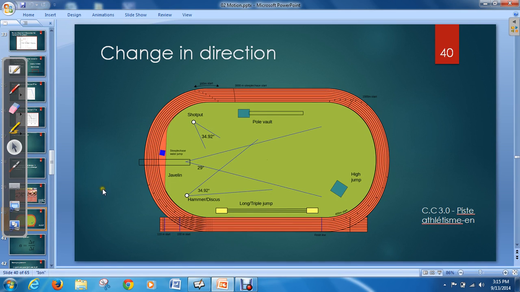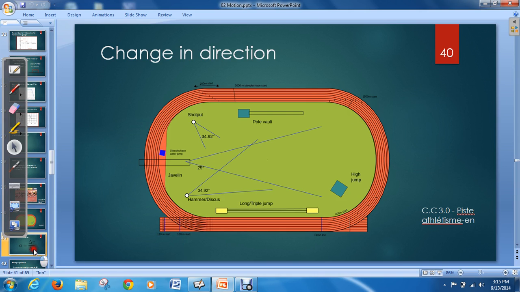Another example is a change in direction. This one's a little more counterintuitive. But imagine there's a runner right here, and he runs and he runs and he runs, and he goes around this curve. Even if he's going a constant speed around this curve, he's still accelerating because he's changing directions. And that just comes from the definition of velocity because velocity is dependent on direction as well as speed. When we change direction, we're also changing velocity. So that's an acceleration.